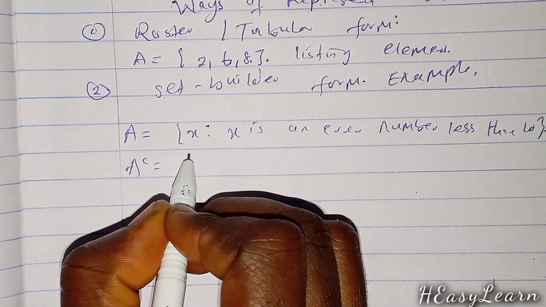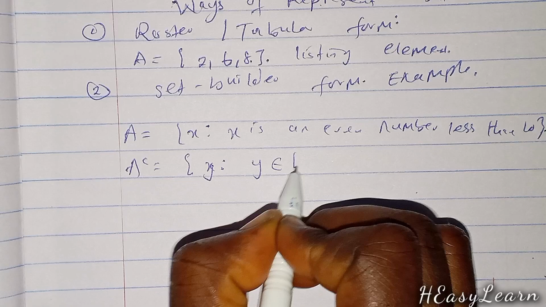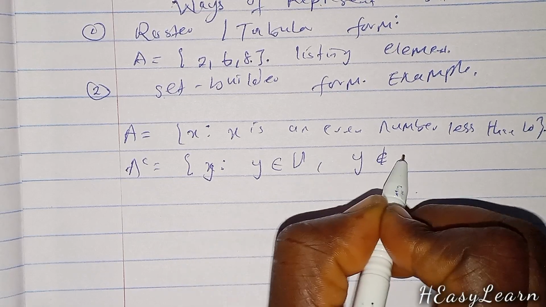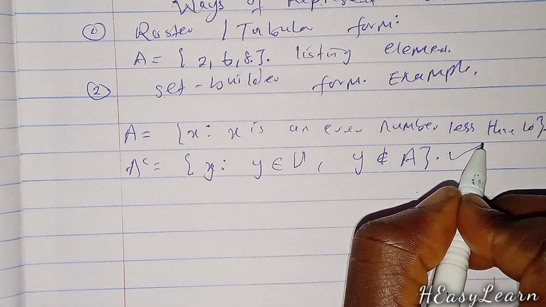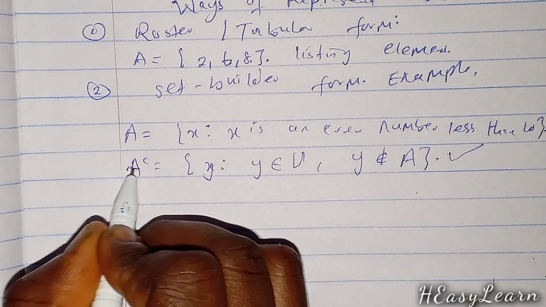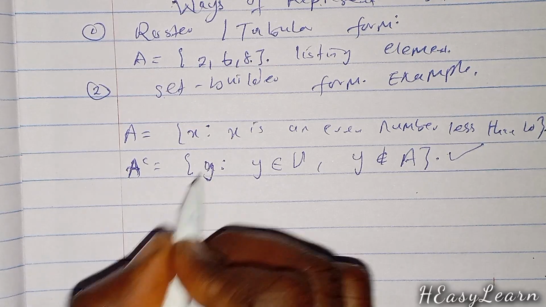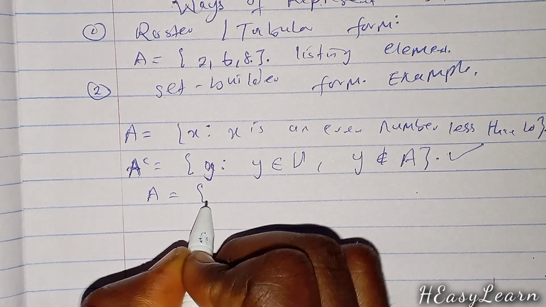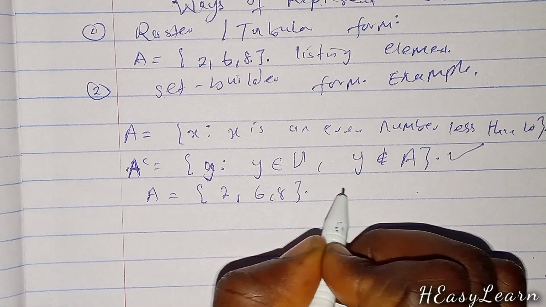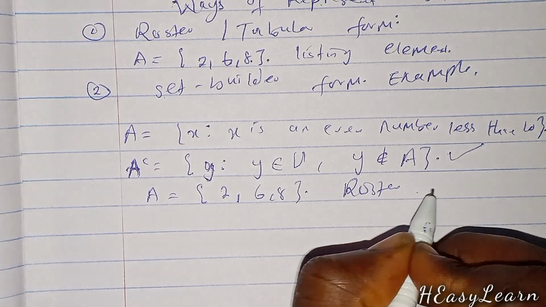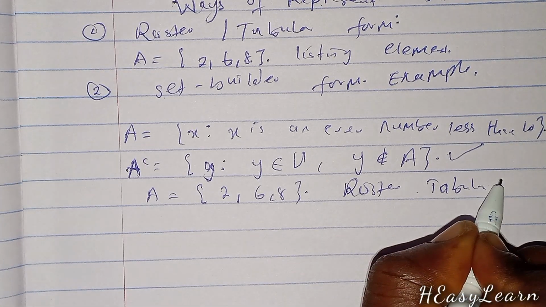In a case where we describe a complement of a set to be {Y such that Y belongs to U and Y does not belong to A}, this is called a set builder form because we are describing the nature of the complement of a set, but we have not listed it. But in a case where we list it as {2, 6, 8}, this is called the roster form, or tabular form of representing a set.